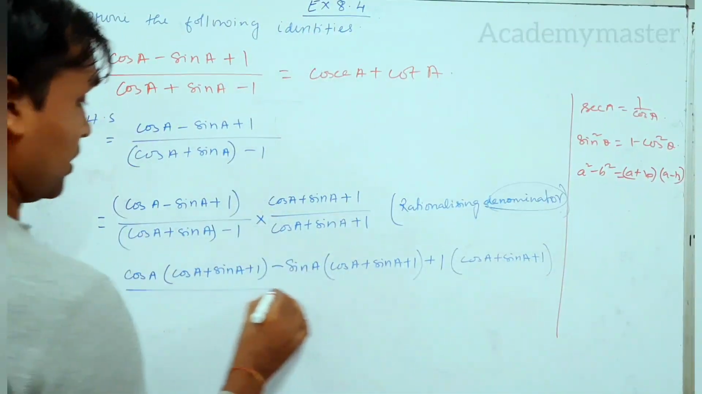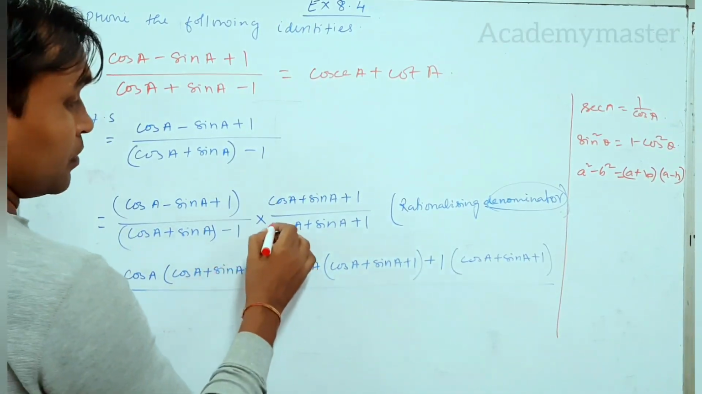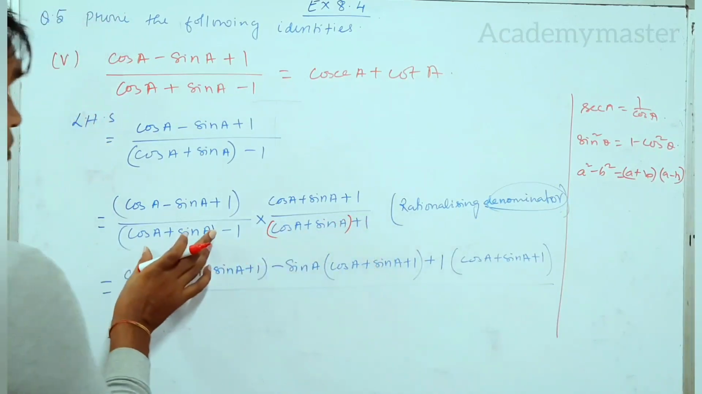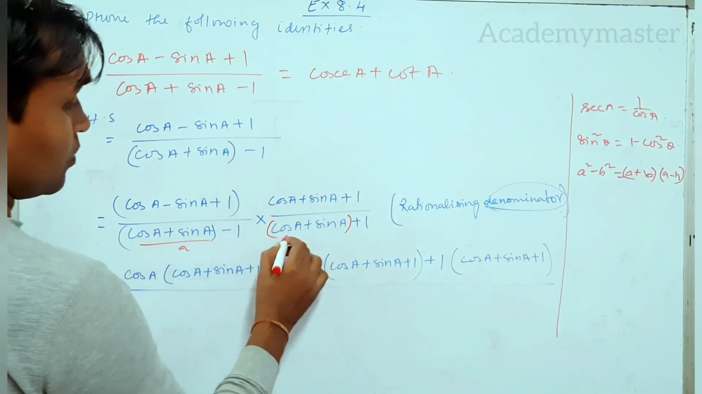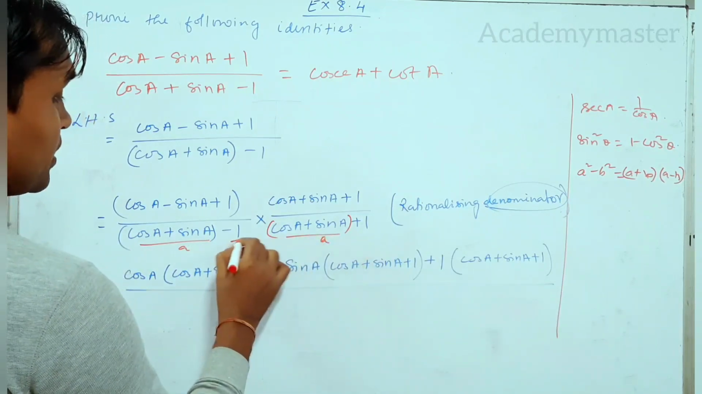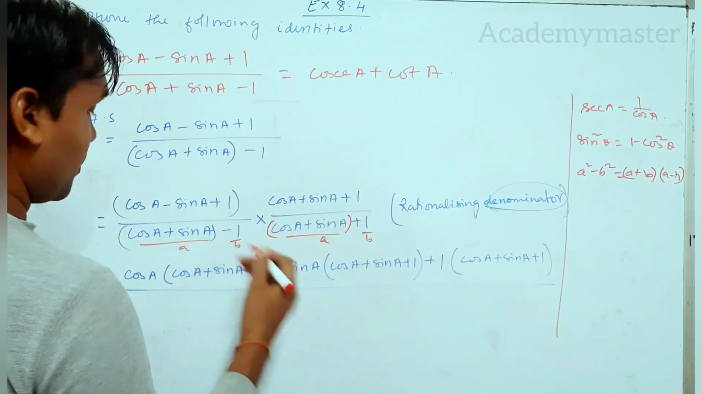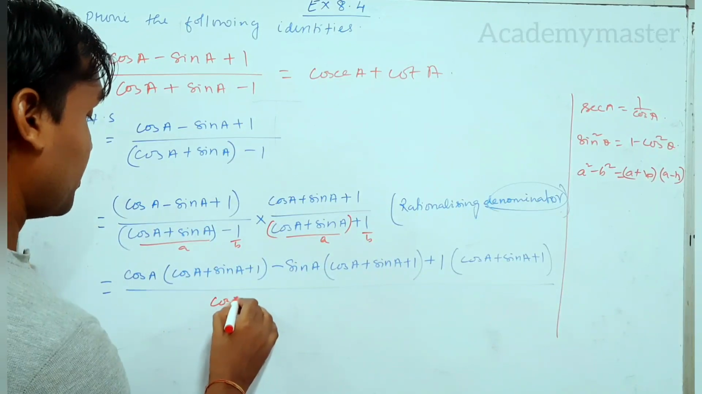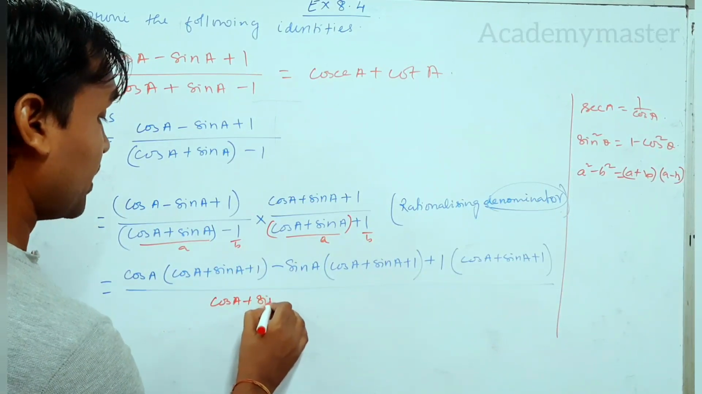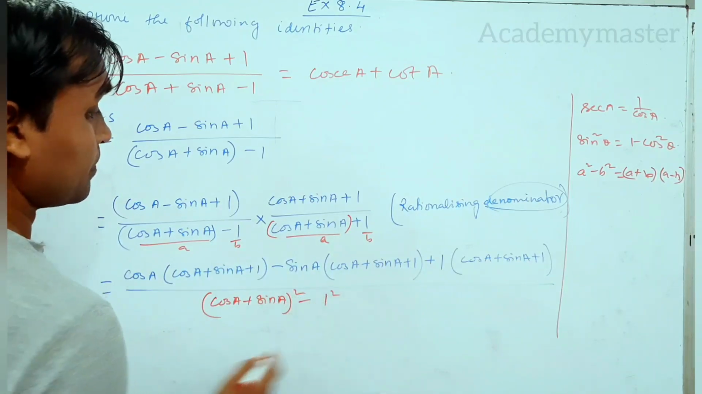Okay, now the downside, the denominator. So let me change the marker. So the denominator, if you see it properly, this one is one term and this is another term. If I consider this whole thing as A, so this one also A, and this as B, so this one also B. So it is coming in the formula A minus B, A plus B. So the formula is what? A square minus B square. So our A is cos A plus sine A, so this one is our A, so the whole square minus 1 square.